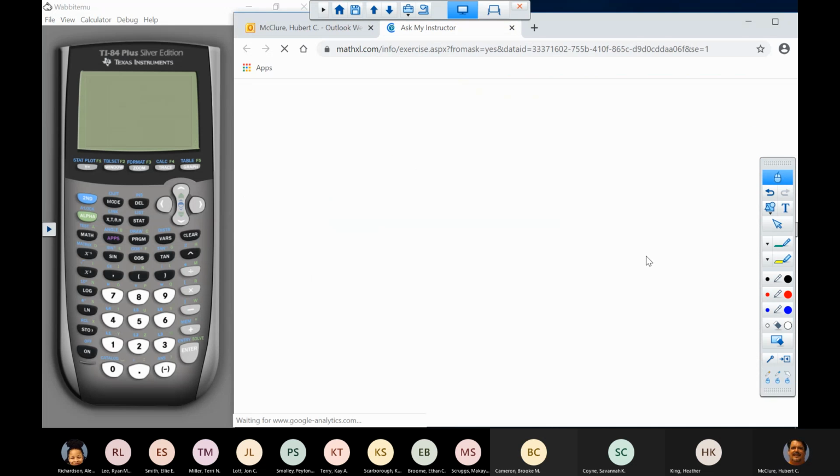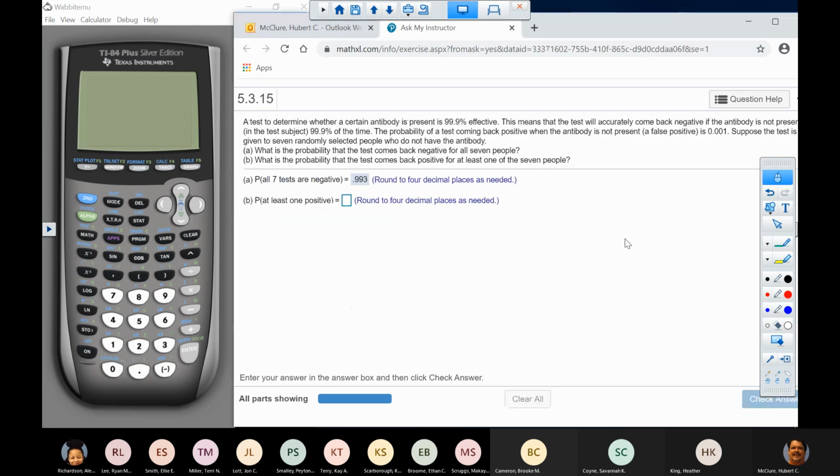5315/9. This one is not as complicated as it looks, I promise you. I want you to write it down though, and you don't have to write it word for word. A test to determine antibodies is 99.9% effective. Therefore, and that's pretty much all you need to write down. I think it says, write down A. What is the probability that the test comes back negative for all 7 people?